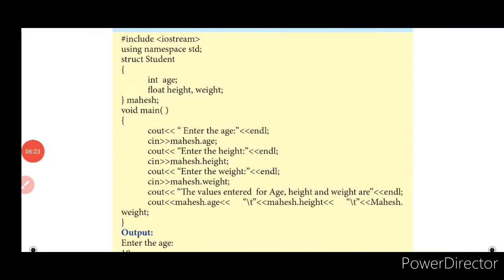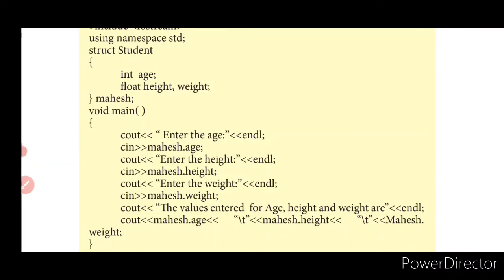Now have a look at this program. See, structure is used for what? Heterogeneous collection of data items, different data items together. Yes, what is the object? It is going to refer to Mahesh, isn't it? How can you access the data of age, height and weight? Through dot symbol, isn't it?